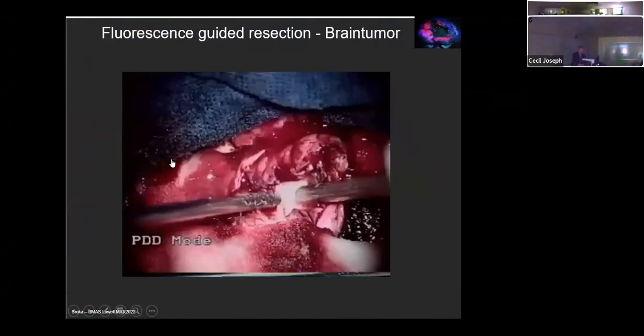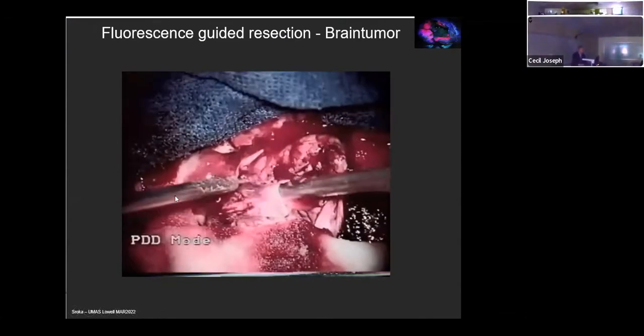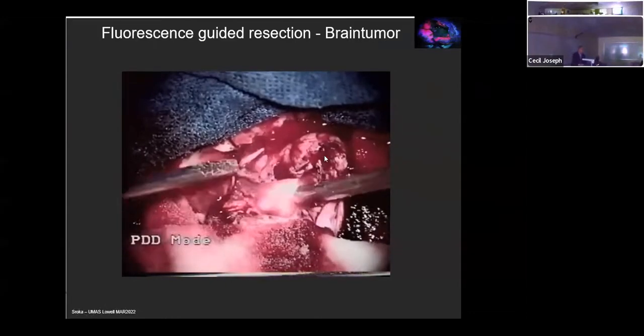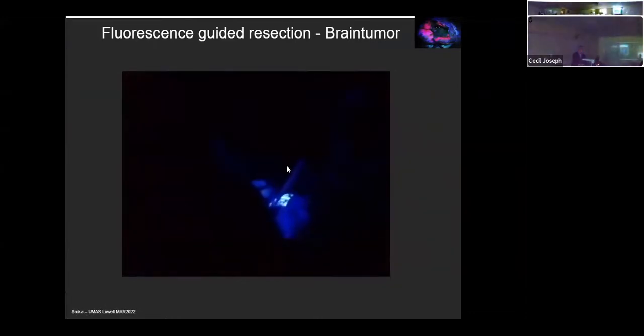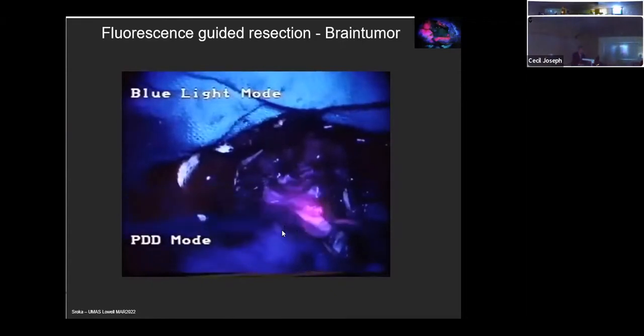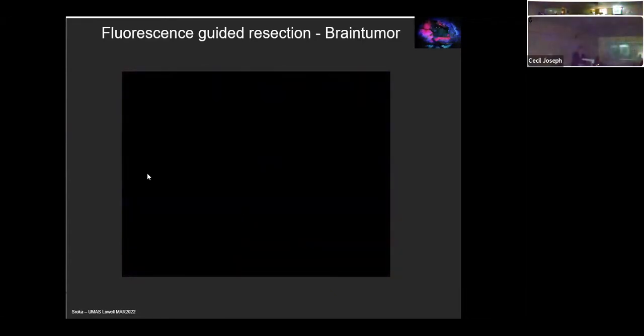This is how it looks intraoperatively. So we are looking into this area right now. Here are the devices of the medical doctors. And when we start under white light, you can see that we cannot really distinguish between normal and cancerous tissue.